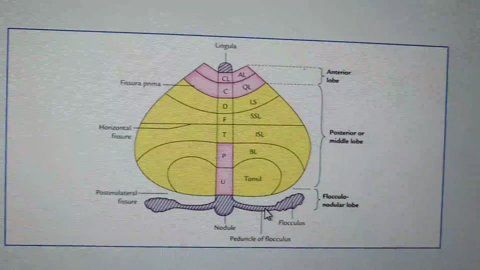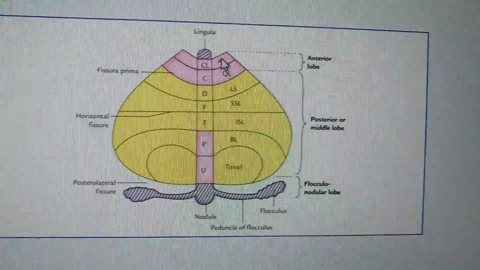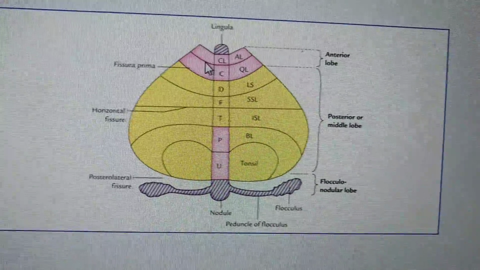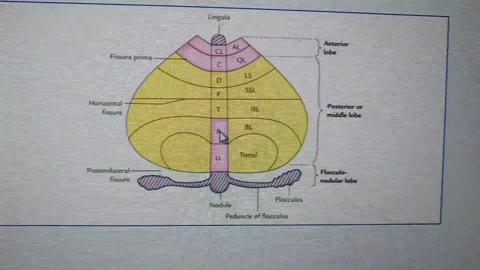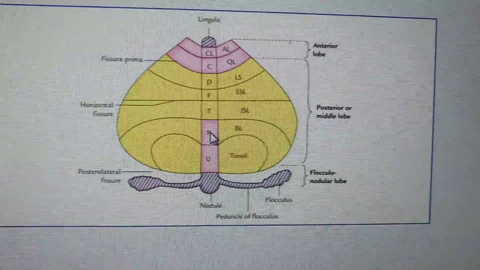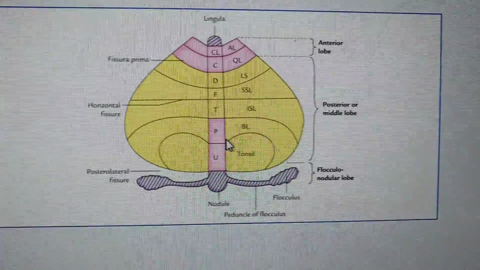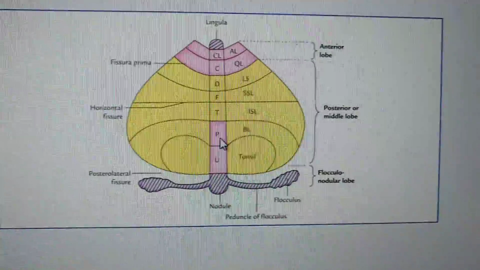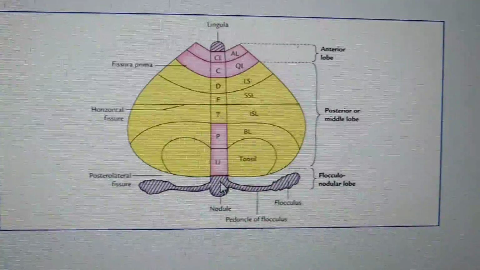Now coming to the paleocerebellum. So this includes the whole of the anterior lobe, shown in pink. That is the whole of anterior lobe except the lingula plus pyramid and uvula. And it controls the crude movement of the limbs. So that is paleocerebellum controlling the crude movement of the limbs, whereas archicerebellum is the maintenance of equilibrium.